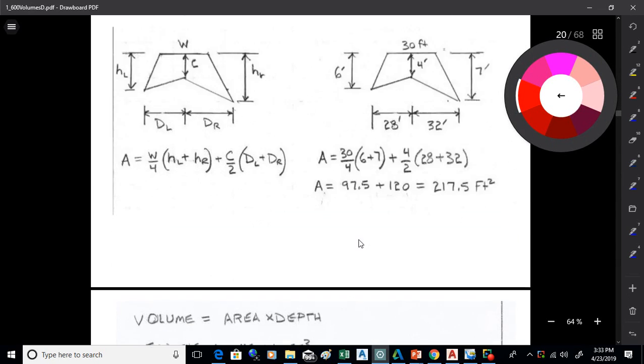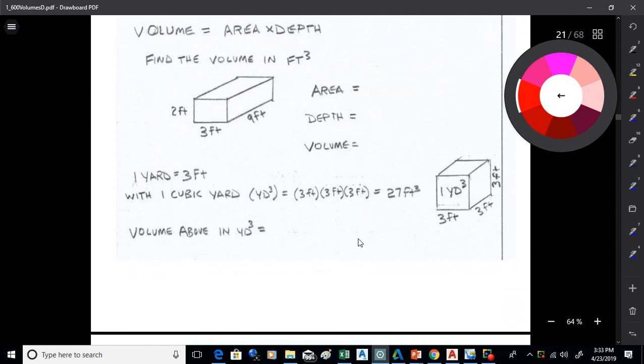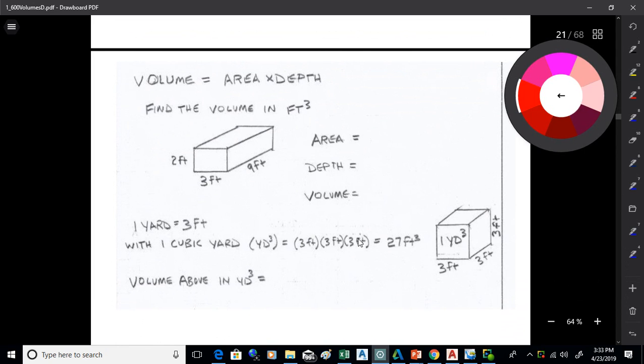All right, so we've gone over how to find areas. Now let's figure out volumes next. Volumes depend on areas. So the volume is equal to the area times the depth. So for example, and I'm on page 615, okay?